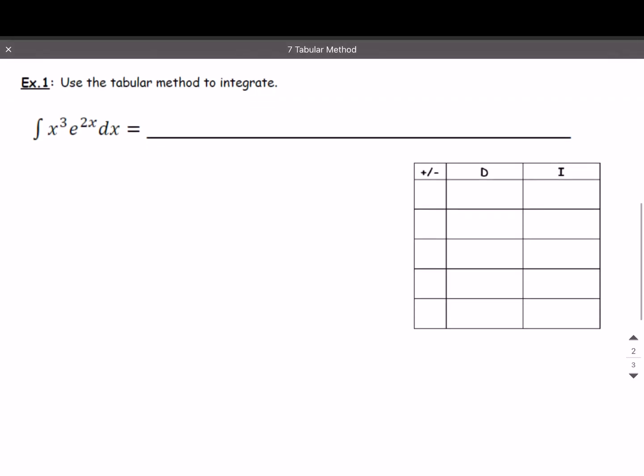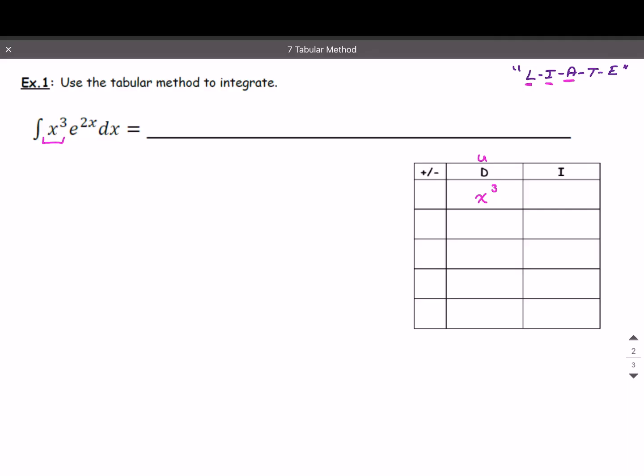So we're going to use the tabular method to integrate. Also remember our LIATE, okay, for our u. Do we have a log? Nope. Do we have inverse trig? No, we don't. Do we have algebraic? Yes, we do. x cubed, that's going to be our derivative or our u part.